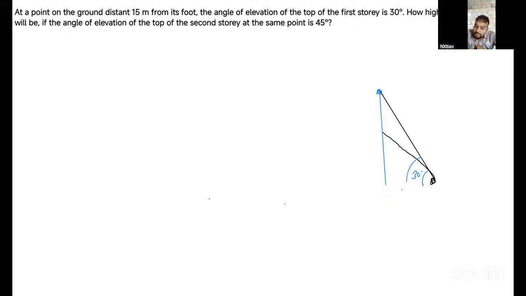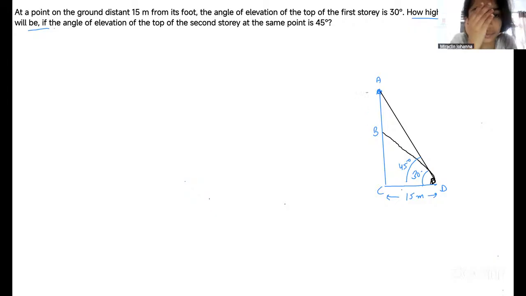So this will be the diagram. This will be 45 degrees and this is 15 meters. So you have to name it. For example, this is A, this is B, this is C, and this is D. Now what do you have to find? How high the second story will be means you have to find this whole AC distance.